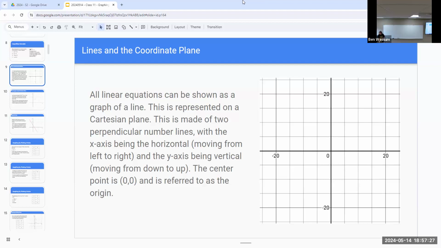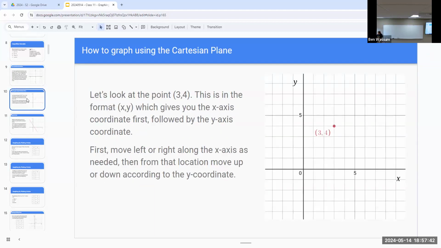Both axes are at 0 at that point. So you end up having different points on this graph. Well, rather, we'll cover that in the next slide. So, graphing a point. You gotta be able to do a point before you can do a line. So graphing a point isn't bad.